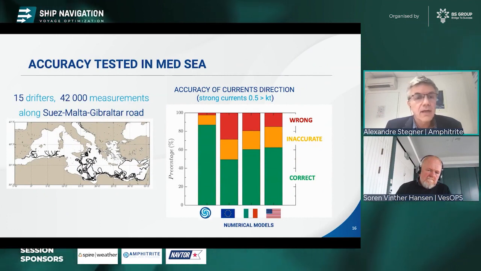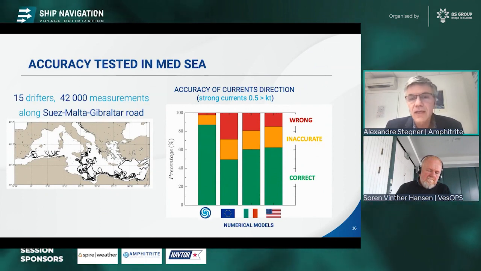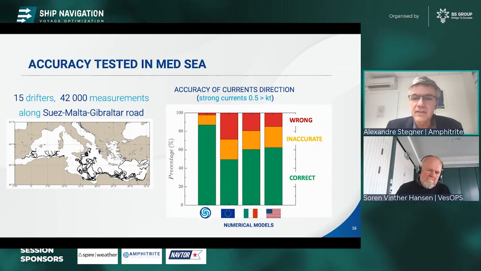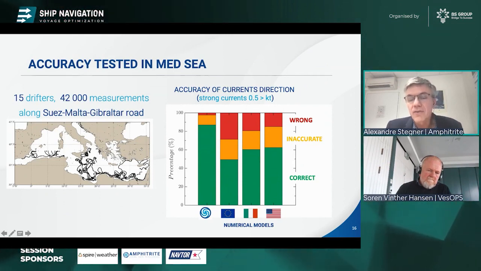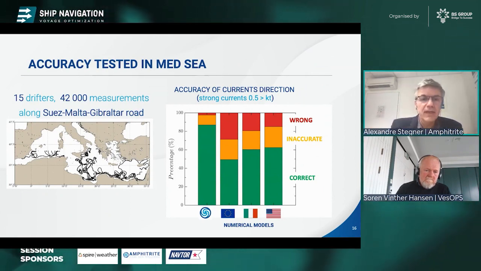So we test our data and the AI fusion of oceanic currents, and we compare with various numerical models. What we plot on these bars, in the Mediterranean Sea along the main Suez, Malta, Gibraltar route, is an accuracy of the current direction of almost 85% or even more of the cases for strong currents, while the numerical models hardly succeed to get over 60%. And this inaccuracy is important and could bias the optimization that you make on the currents.